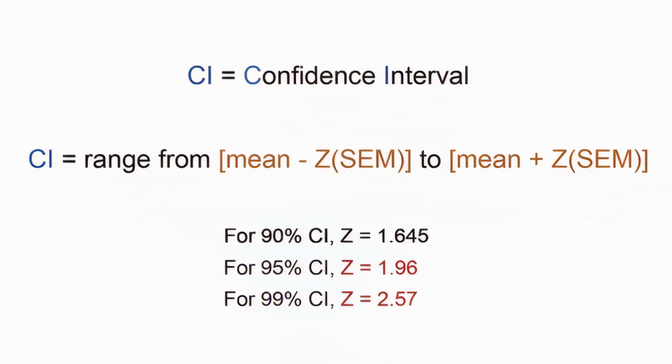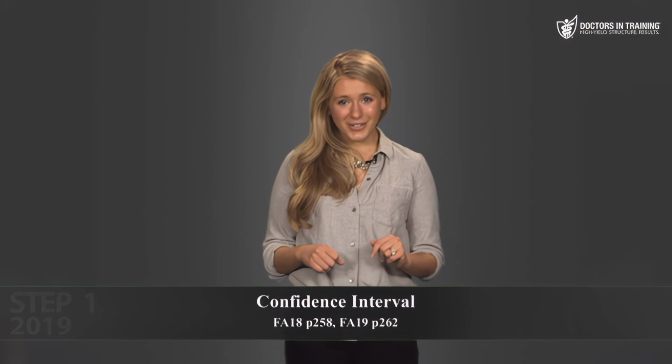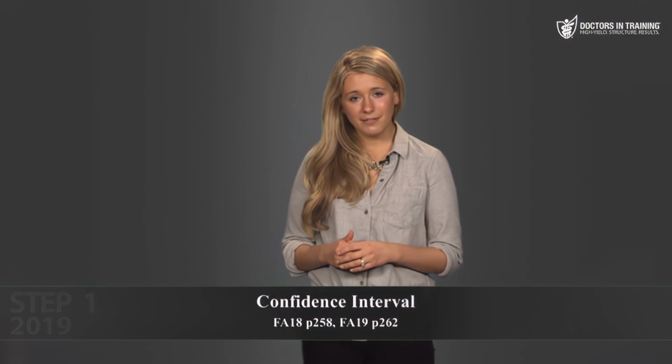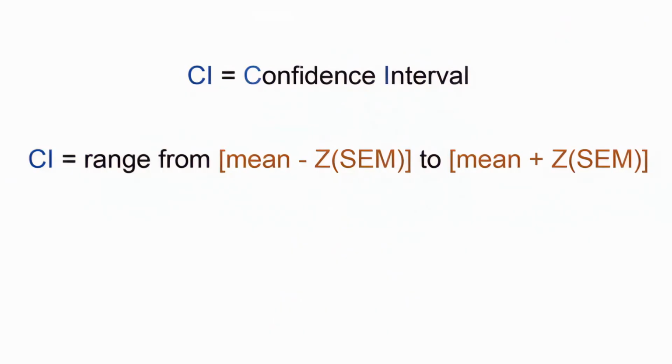Because of z's place in the confidence interval equation, you will see that as your confidence level goes from 90 to 95 to 99%, the confidence interval itself becomes broader and broader. So, just to reiterate, how do we calculate the confidence interval? CI equals mean minus z times standard error of mean to mean plus z times standard error of mean.